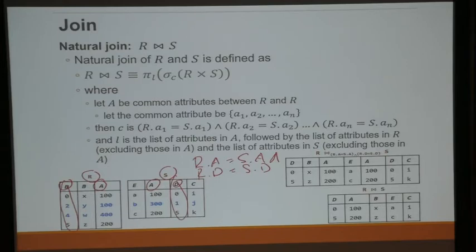Right? Rather than having duplicate attributes, you just remove one of them. And you can do that safely because the two values are always going to be the same. Why? Because we do an equality check exactly on those attributes. So you can remove them through a projection. So that's a natural join. And that's basically all the joins that we have.